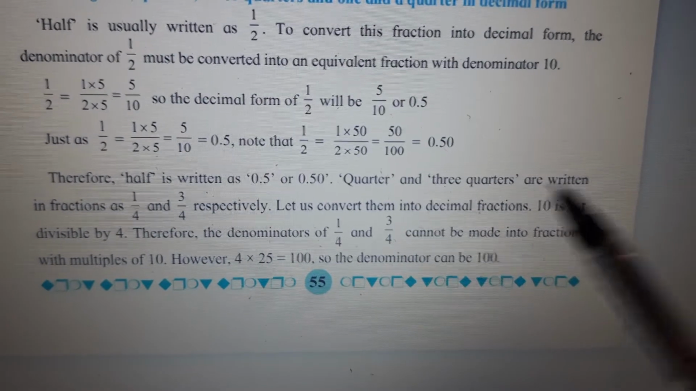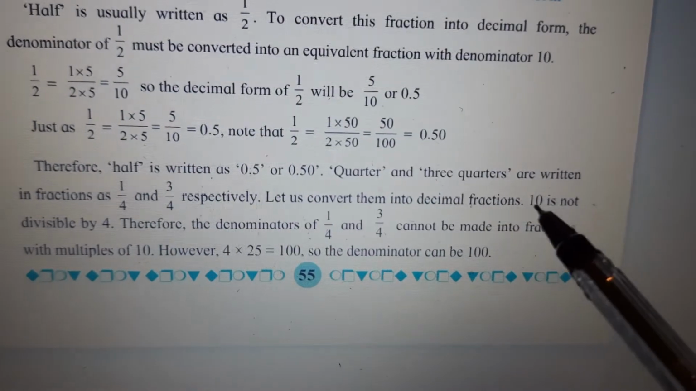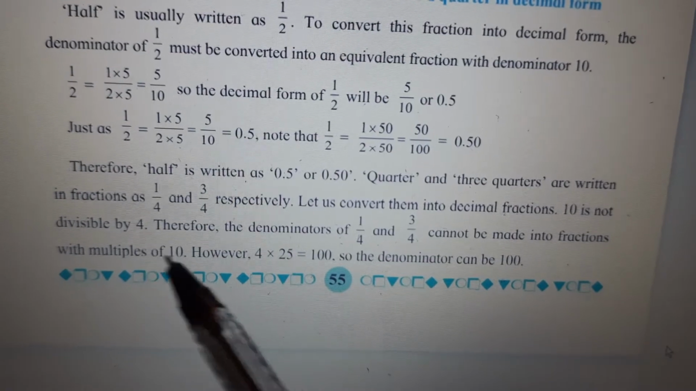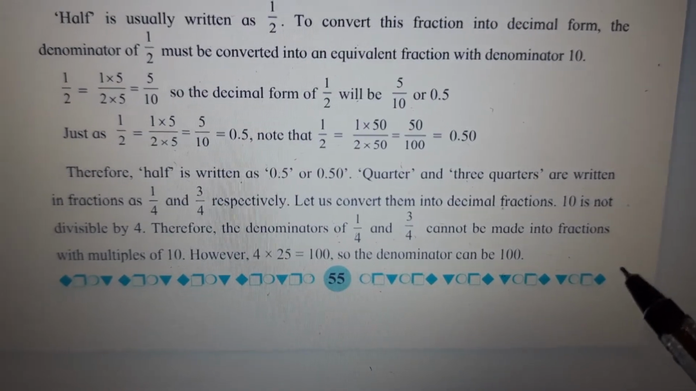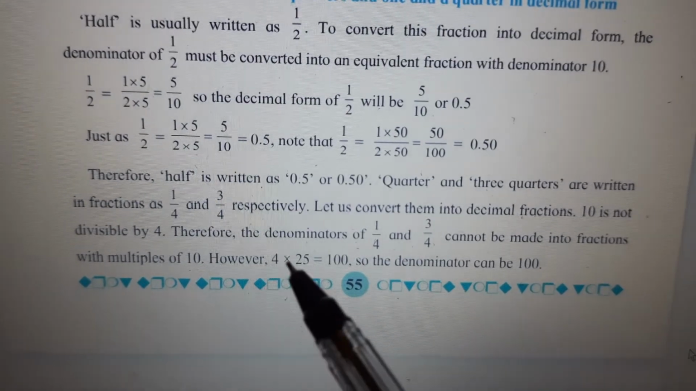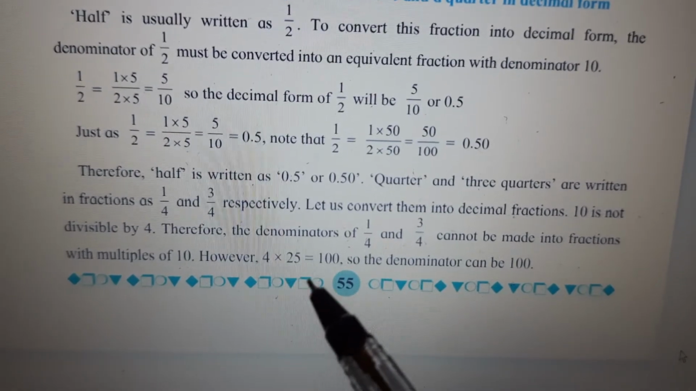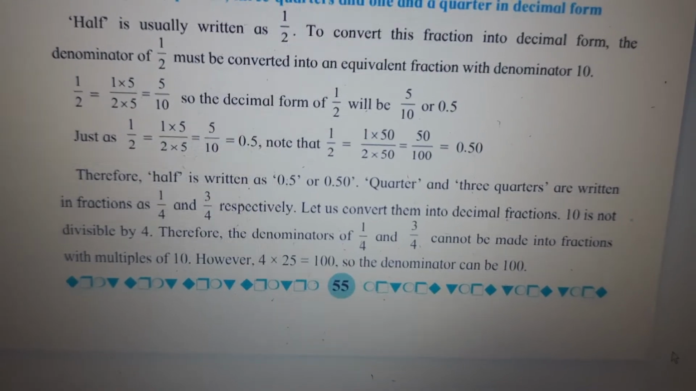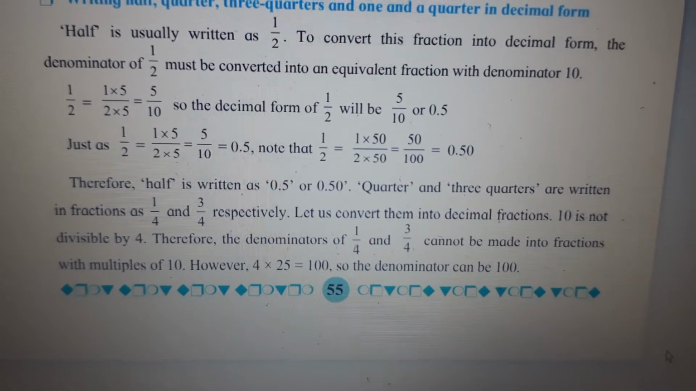Quarter and 3 quarters are written as, quarter is written as 1 upon 4, 3 quarter is 3 upon 4. Now how do we convert that into decimal fraction, children? Because 10 is not divisible by 4. So denominators of 1 upon 4 and 3 upon 4 cannot be made into fractions like how we did 1 upon 2. Okay, children? So therefore, with multiples of 10. So what we can do is 4 into 25 gives us 100. So you cannot have a denominator 10, but you can have a denominator 100 with 1 upon 4 and 3 upon 4. Understood, no, children?